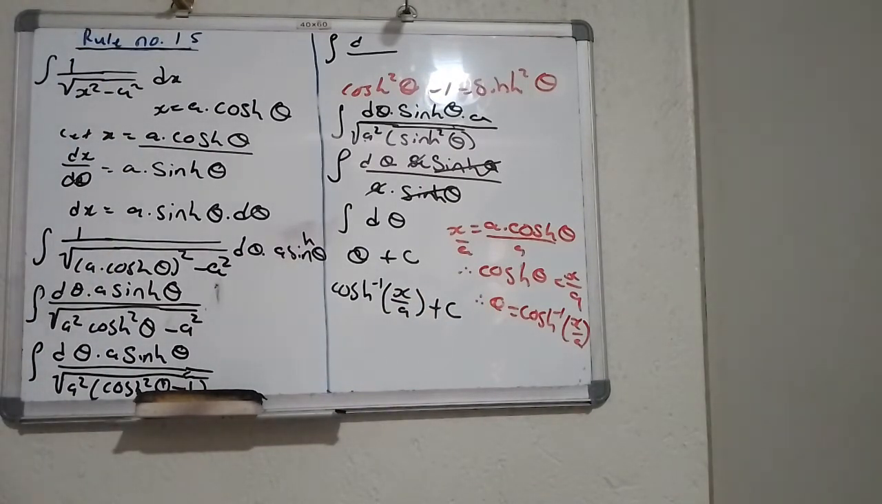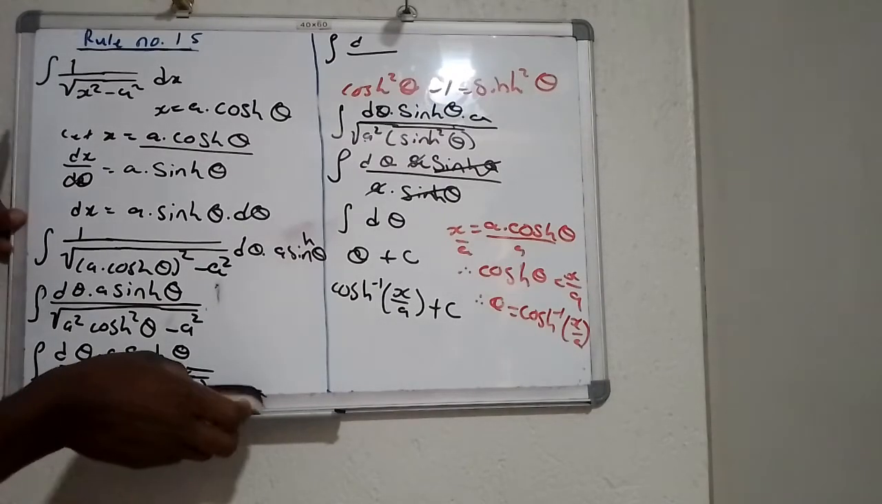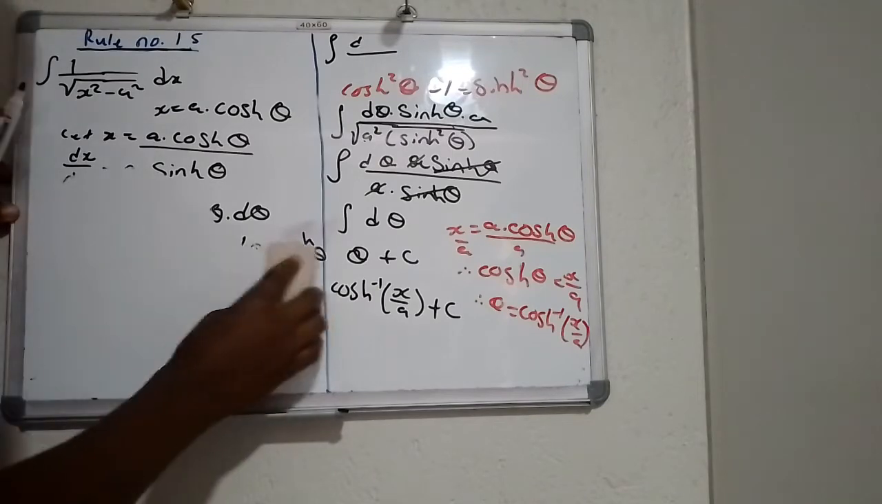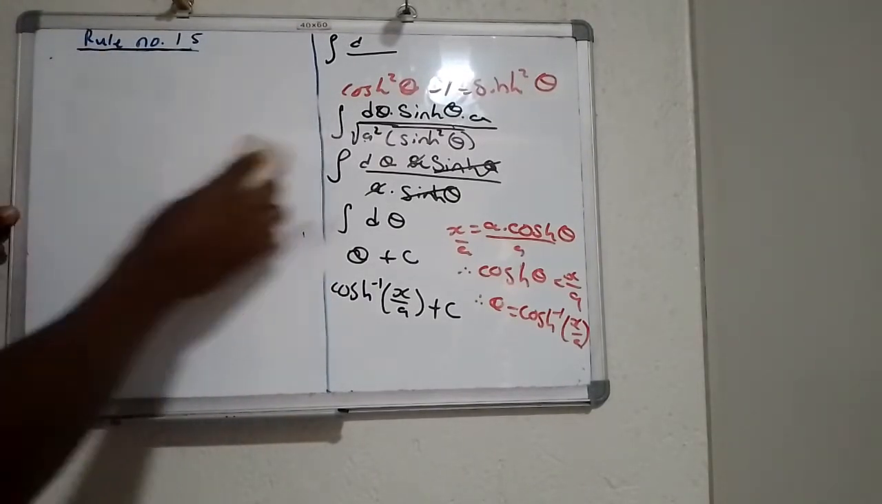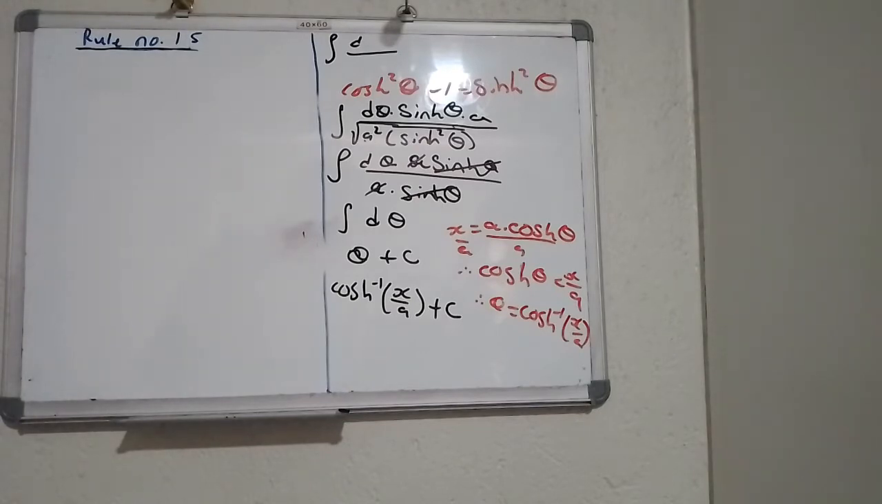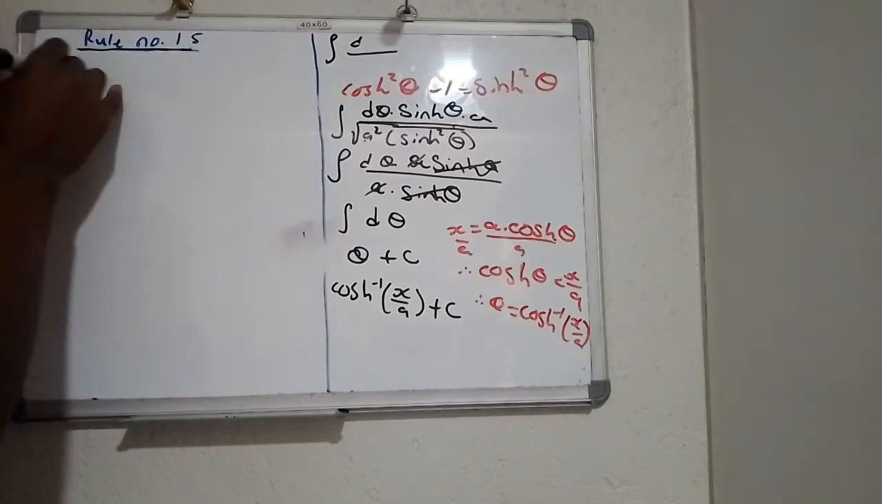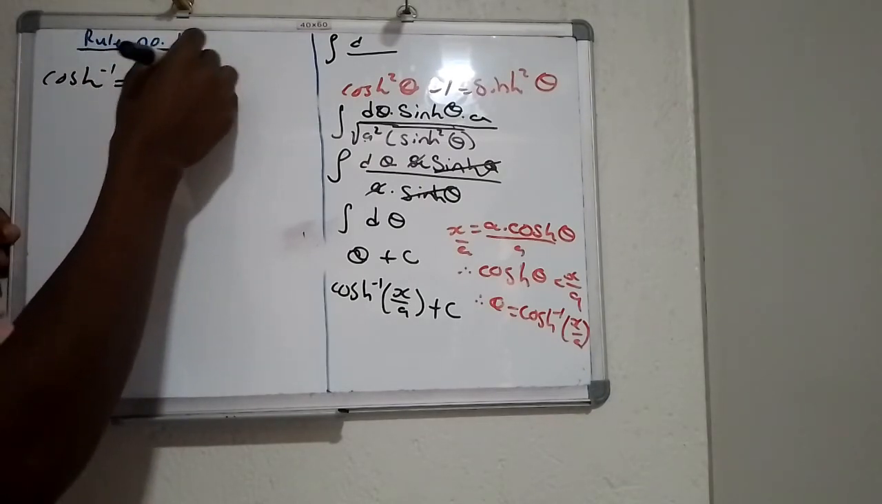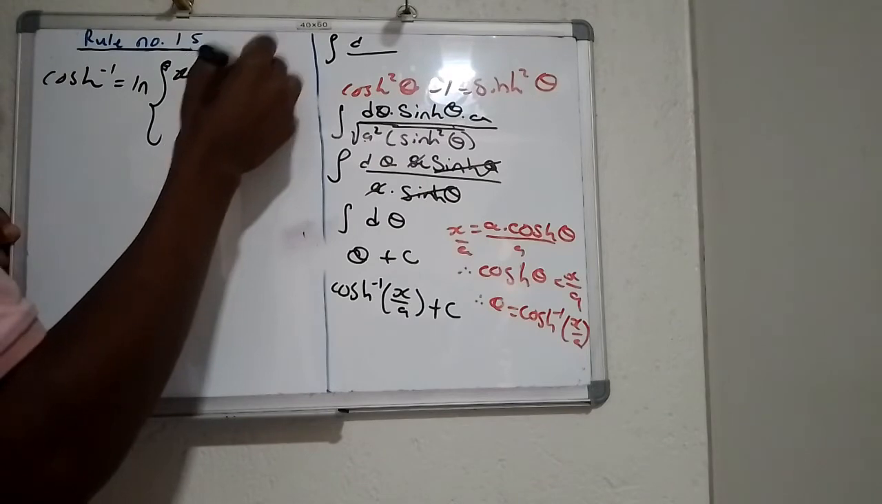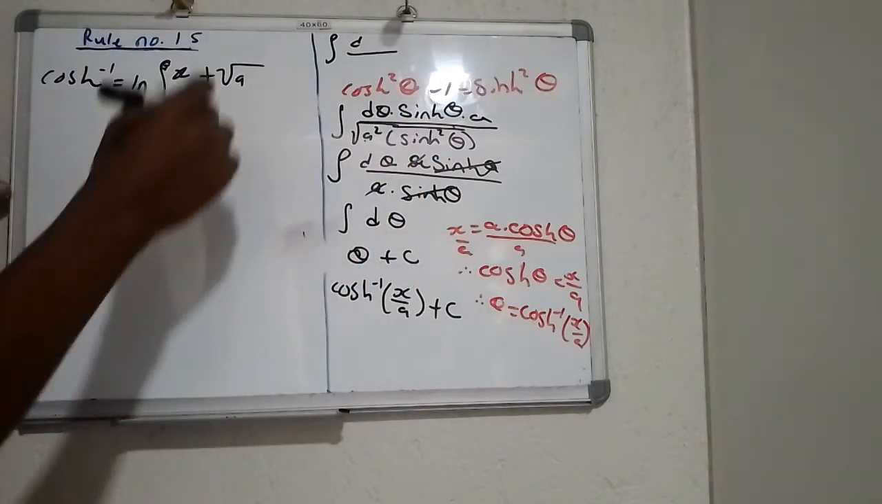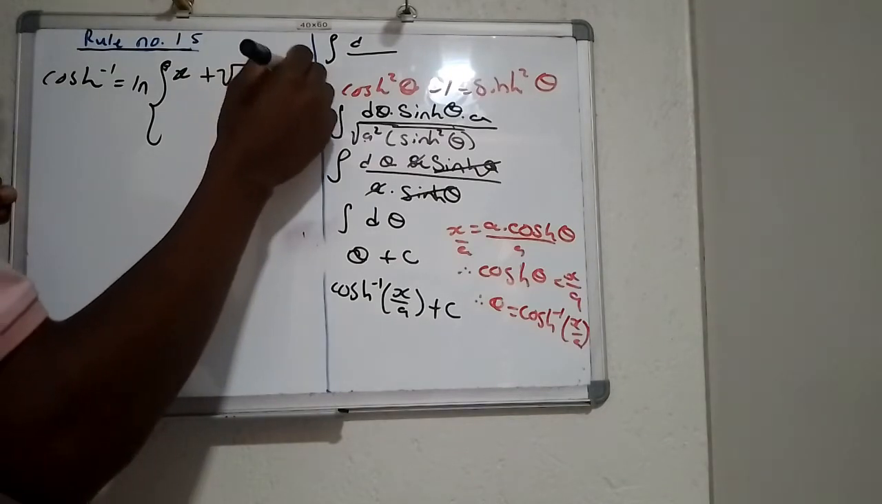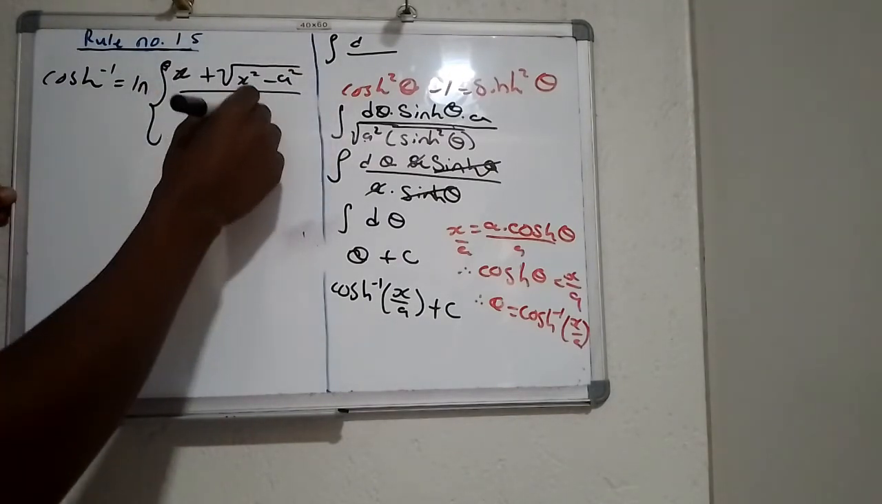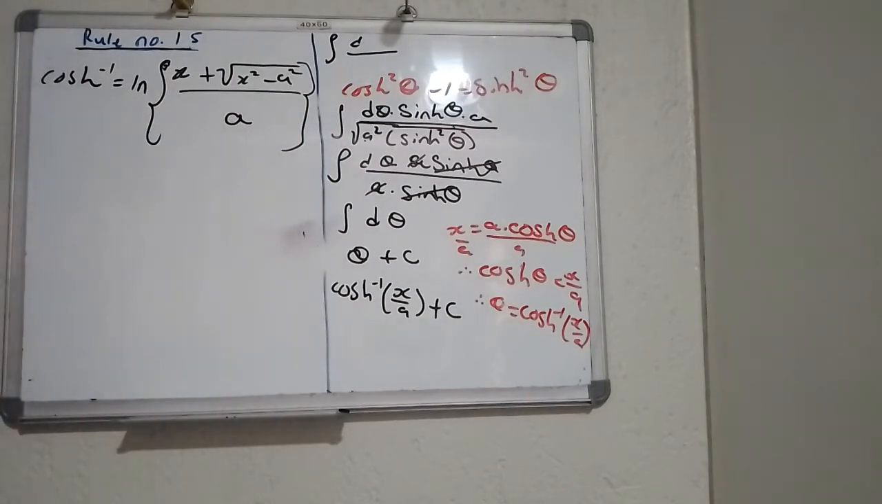Now, let's try to get some space so that we can further write it in a simplified manner. Okay, now I can write it like this. The cosh inverse can be written as ln of x plus the square root of x squared minus a squared, all over a. That is the more simplified manner of that thing, right?